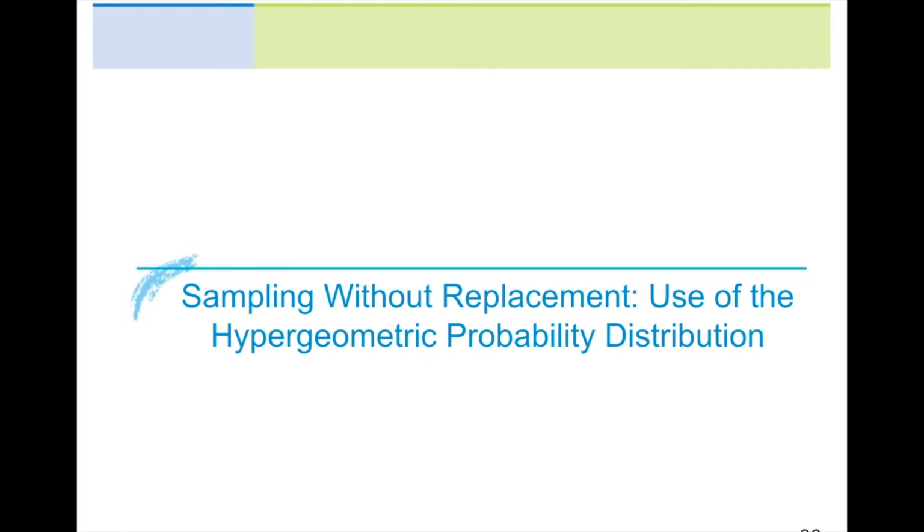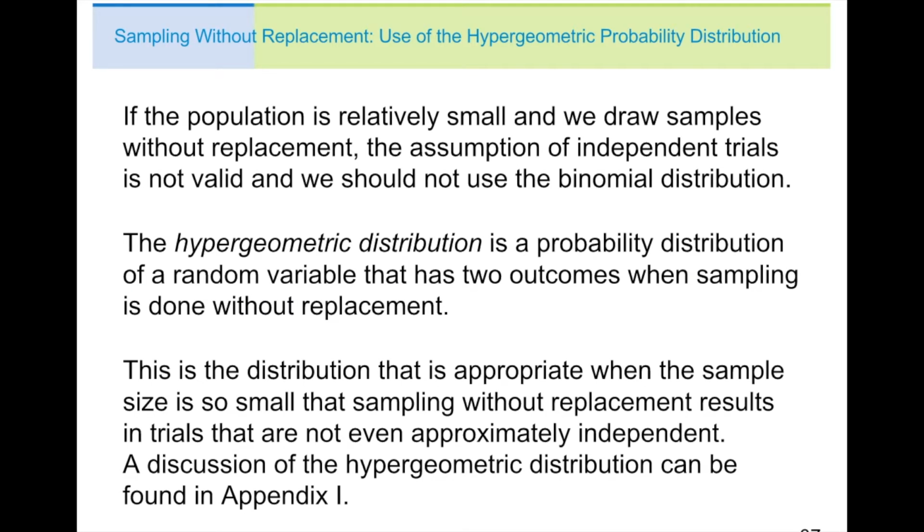Sampling without replacement, use of the hypergeometric probability distribution. If the population is relatively small and we draw samples without replacement, the assumption of independent trials is not valid and we should not use the binomial distribution. The hypergeometric distribution is a probability distribution of a random variable that has 2 outcomes when sampling is done without replacement. This is the distribution that is appropriate when the sample size is so small that sampling without replacement results in trials that are not even approximately independent. A discussion of the hypergeometric distribution can be found in Appendix 1.